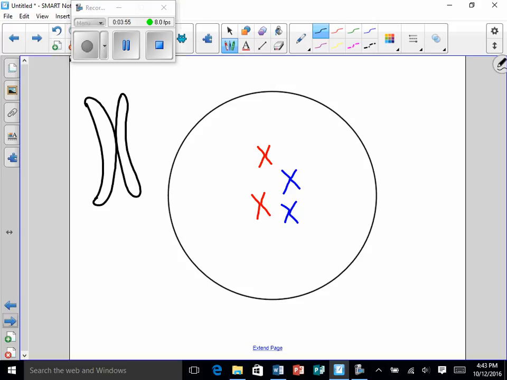A chromosome has 2, and we call those 2 right here. We got 1 and 2. These are identical. They're the sister chromatids, and they're connected by a centromere. So these sister chromatids, you have your centromere, and this whole structure is your chromosome.